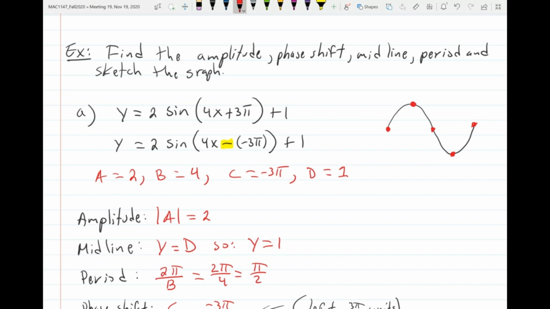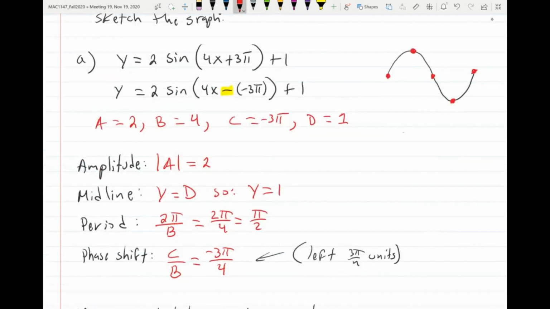If it would have been cosine, it's different. Because remember, cosine looks like this. So the key points are up, middle, down, middle, up. Do you understand this? All right, so we're drawing a sine function, so I'm gonna follow those key points. So we start in the middle line, and then we move up, middle, down, and then middle.